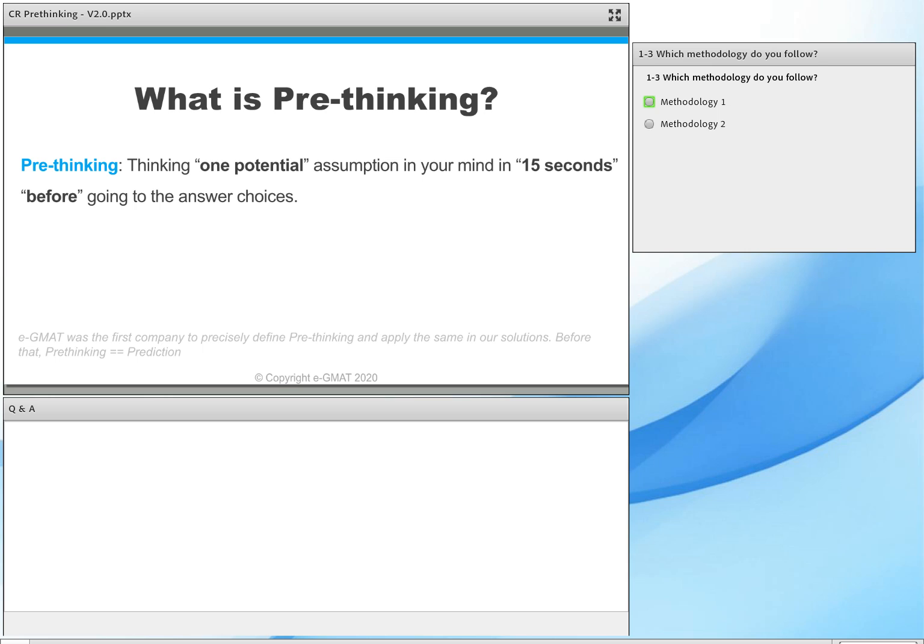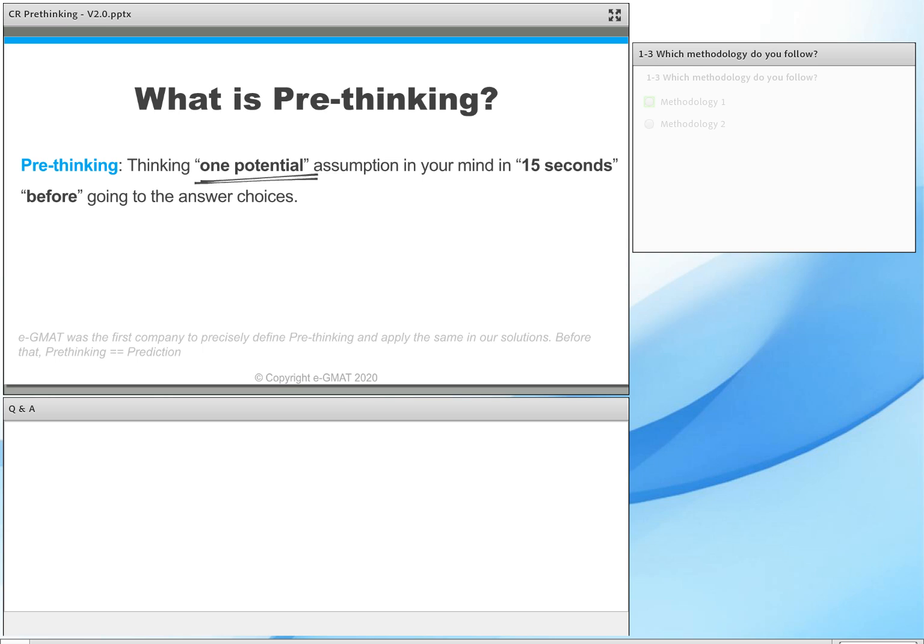Actually, before that, let's talk about what pre-thinking is. Pre-thinking is thinking of one potential assumption in your mind in 15 seconds before you look at answer choices. The portions that are bolded are there because in an argument you can have multiple assumptions. We're not trying to get all of those assumptions. Similarly, we're not trying to predict the answer. A lot of people think that pre-thinking is the same as predicting the answer. No, we're not trying to do that.